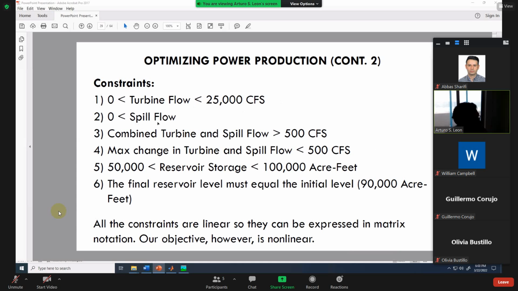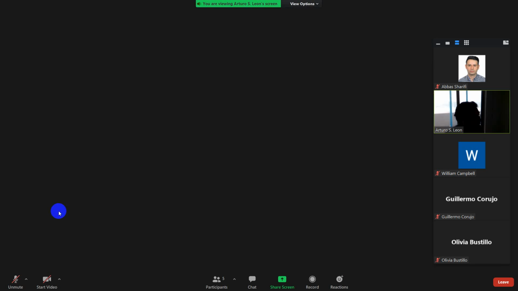The spill flow has to be at minimum 0, right? It cannot be negative, right? The water cannot go from downstream to upstream, right? And then here, there are some constraints for the turbine and the spill flow.